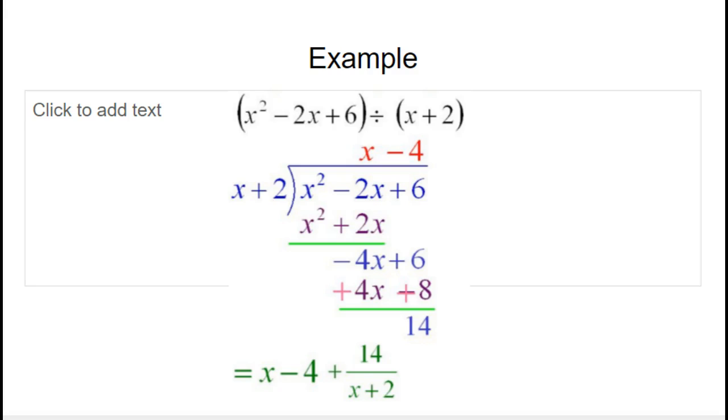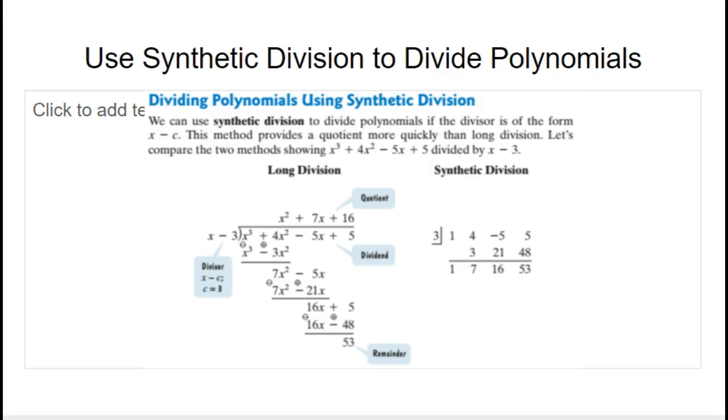Let's see, why is it not going there? I know why. Here we go.